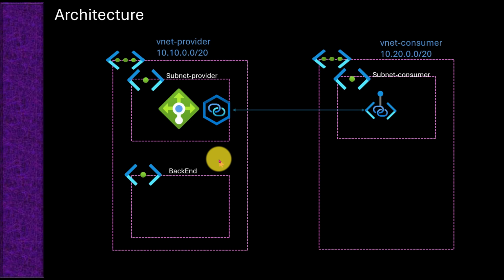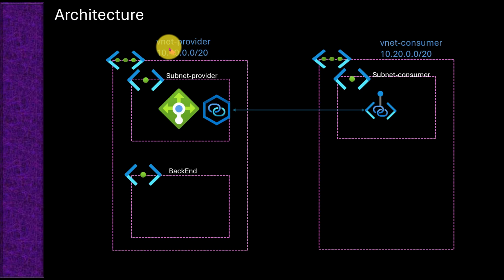Remember, we are going to simulate provider and consumer in the same subscription. But in reality, this could sometimes be in a different subscription, right? Or in a different tenant altogether, right? That is how these private link services work, because there is some provider for the service and there are multiple consumers for the service.